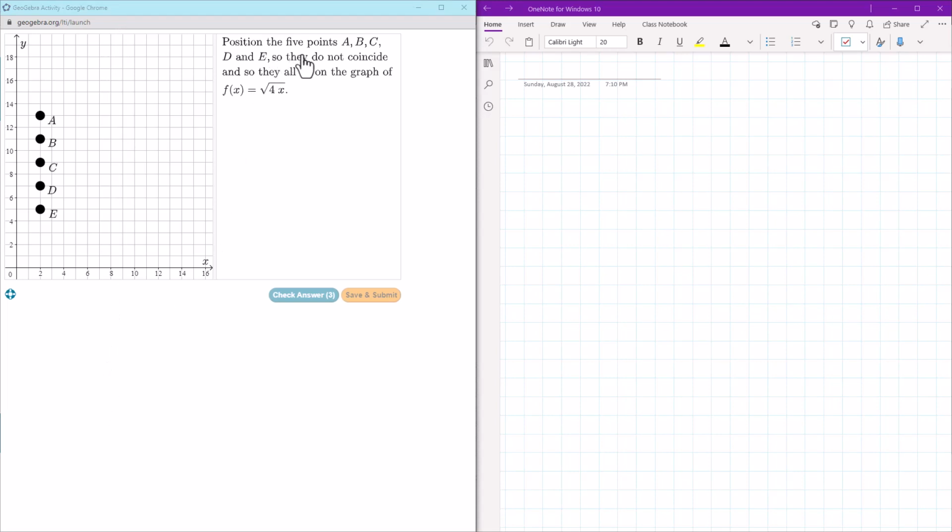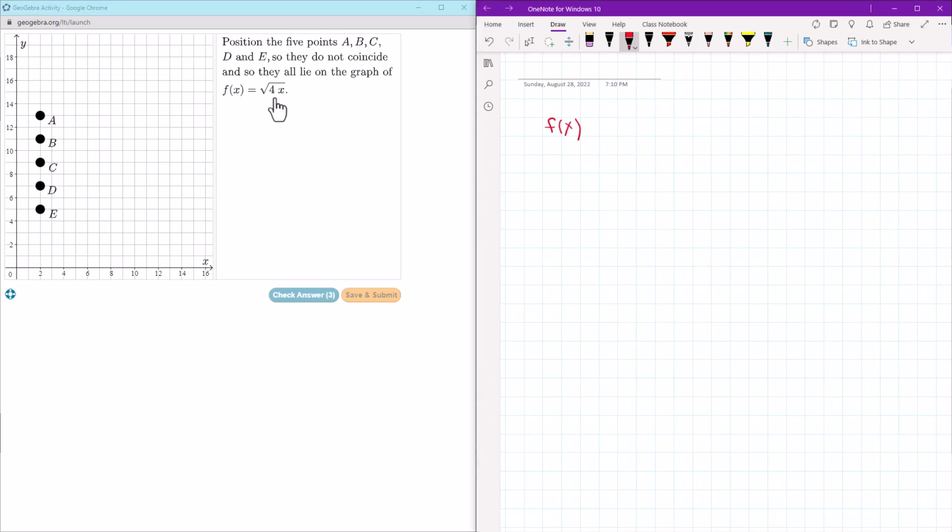We need to position these 5 points so that they graph this function, which is f of x is equal to square root of 4 times x, so that they all lie on the graph. The biggest trick about this is to make sure that you use the right x values so you actually get something useful. Now, we have that f of x is equal to the square root of 4x.